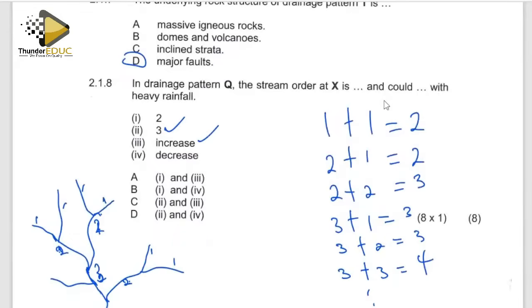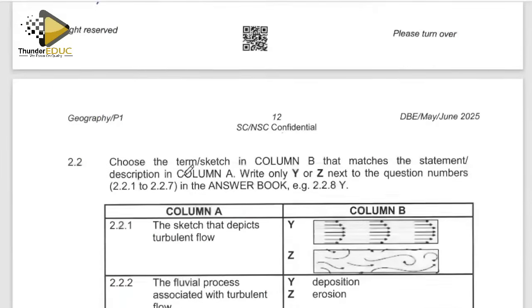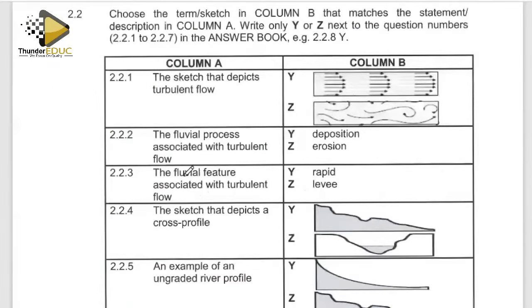So item 2 and item 3, they are on C. That is the correct response. That takes us to the end of question number 2.1. We need to move on to question 2.2.